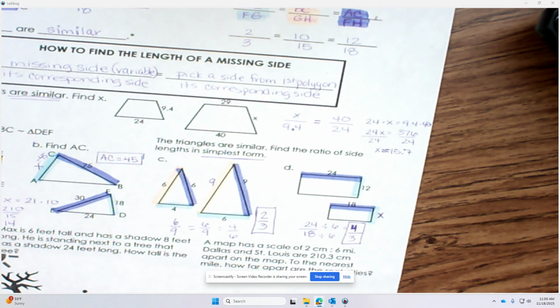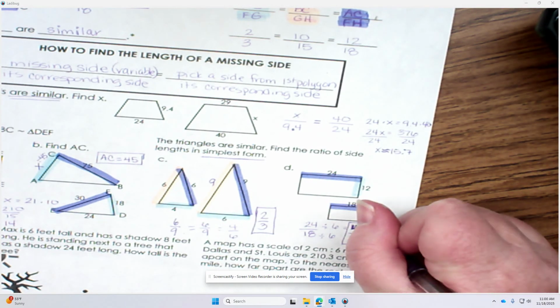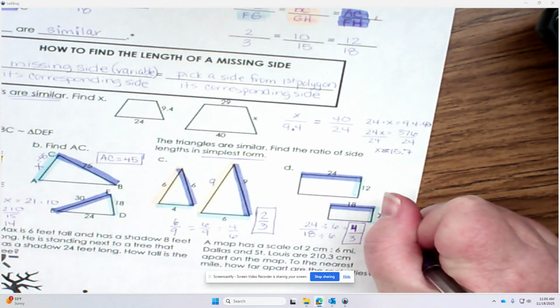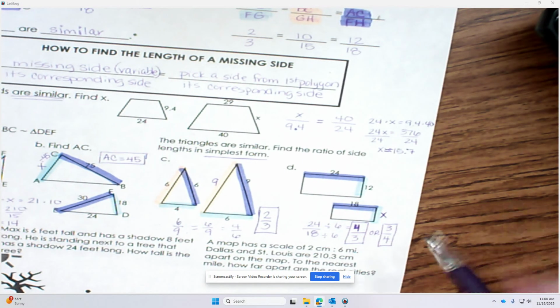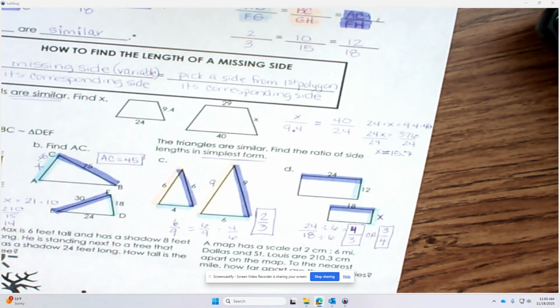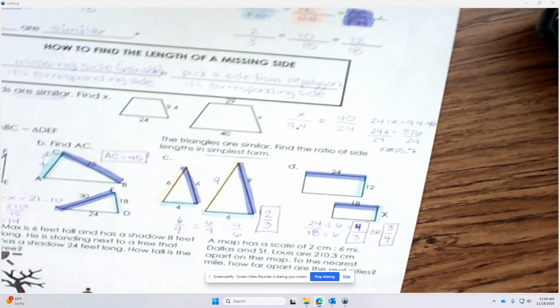But just as a fun note, the order didn't matter on that. So you could have also got 3 over 4 if you created your ratio as 18 over 24 instead. Either one of those works. Okay, so it does not matter which one you choose.